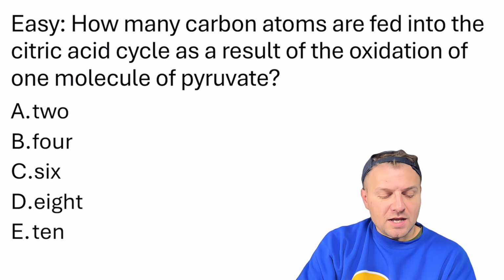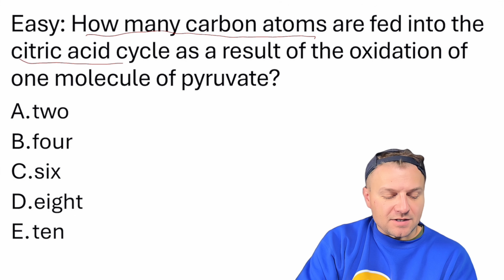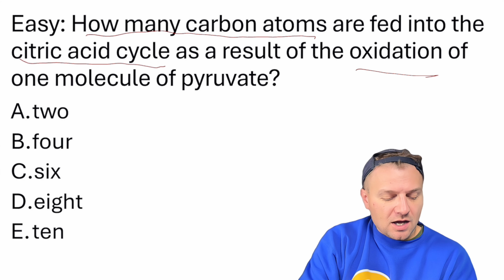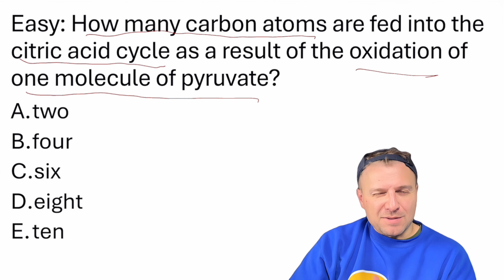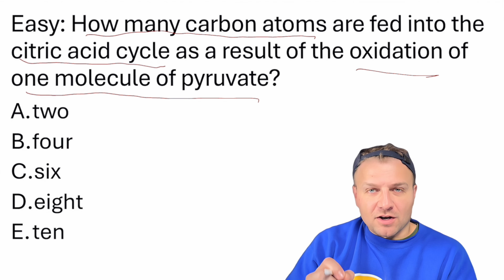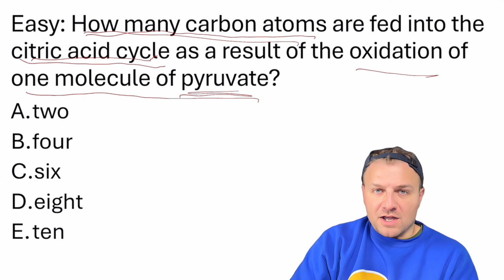Here's our first question. How many carbon atoms are fed into the citric acid cycle, so that's the next step, as a result of the oxidation of one molecule of pyruvate? This is already a difficult question, maybe a little bit harder than an easy question, but the actual question's pretty easy. Let's figure out why. Well, it's just asking how many carbons does the Krebs cycle get from pyruvate breaking down?